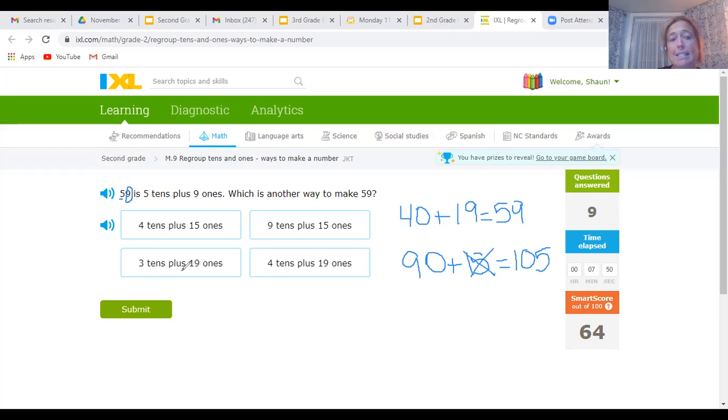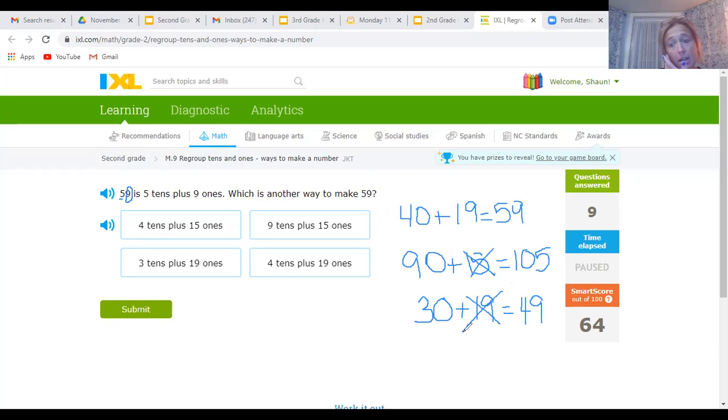3 tens plus 19 ones, let's see, 3 tens is 30. Because if we count by 10 3 times, that's 30. Plus 19 ones, okay? And that equals 30 plus 10 is 40, plus the 9 ones is 49. So that can't be the answer because we need it to be 59.